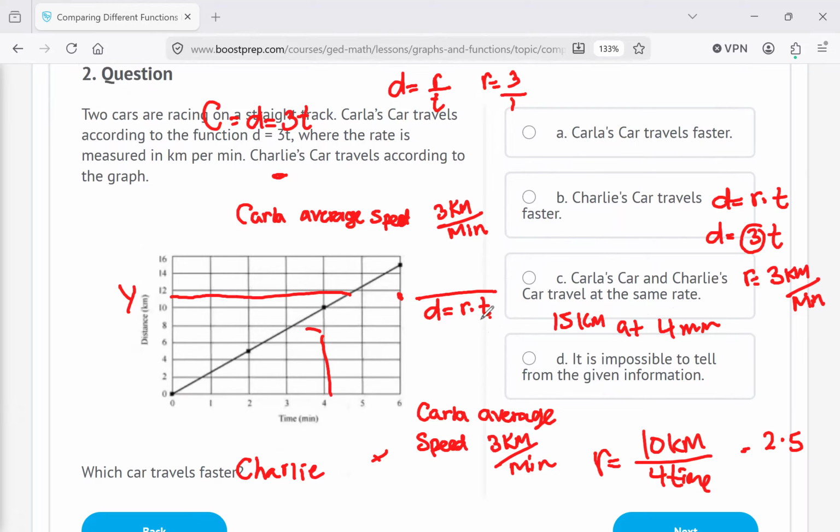So if you solve for r, you would have to divide both sides by t. So you get r equals distance over time. So we said that at 15 kilometers, it would be at 4 minutes. And that is going to be 3.75. So for this, Charlie's rate is 3.75 kilometers per minute. So it looks like Charlie's car travels the fastest.